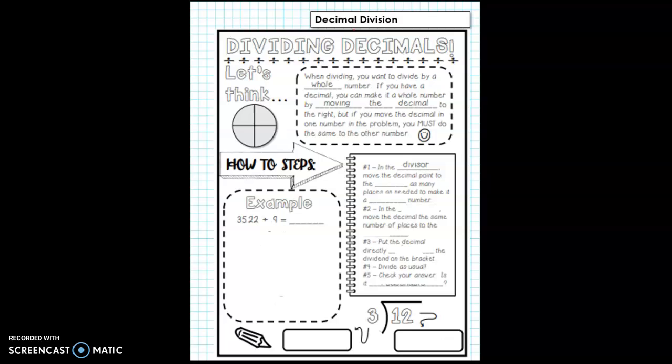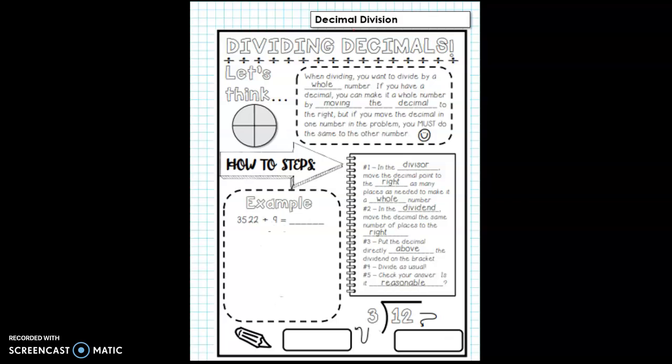In the divisor, move the decimal point to the right as many places as needed to make it a whole number. In the dividend, move the decimal the same number of places to the right. Put the decimal directly above the dividend on the bracket, and then divide as usual. Check to make sure that your answer is reasonable.